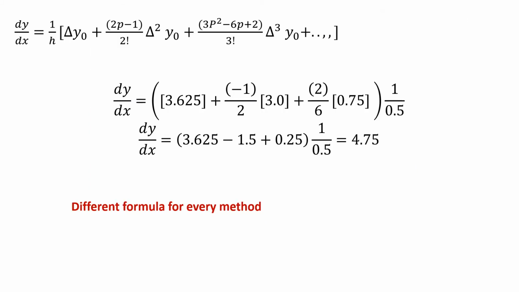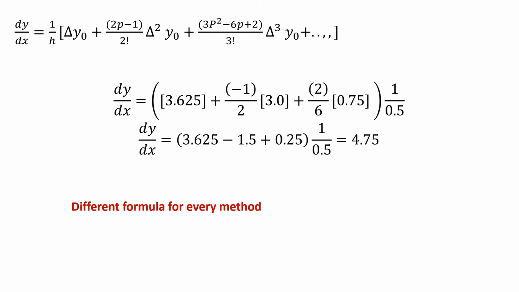Further, dy by dx is equal to 1 by h [delta y naught minus 1 by 2 factorial delta square y naught]. These values of the formula are taken from the earlier formulas, right? Now you can see here, delta y naught we will pick from the table. Delta square y naught we have calculated. Similarly, delta 3 y naught we have already calculated. Basically, whatever the difference is there, right?